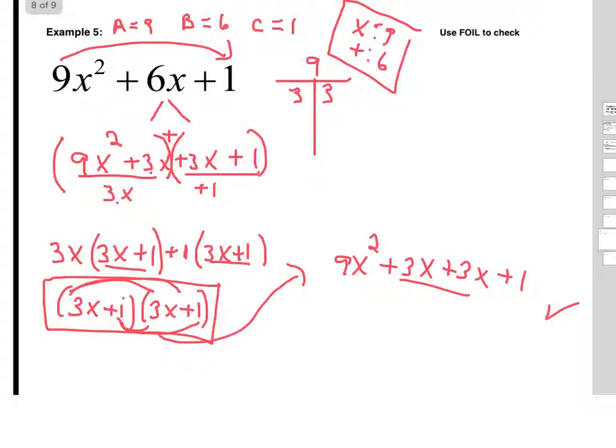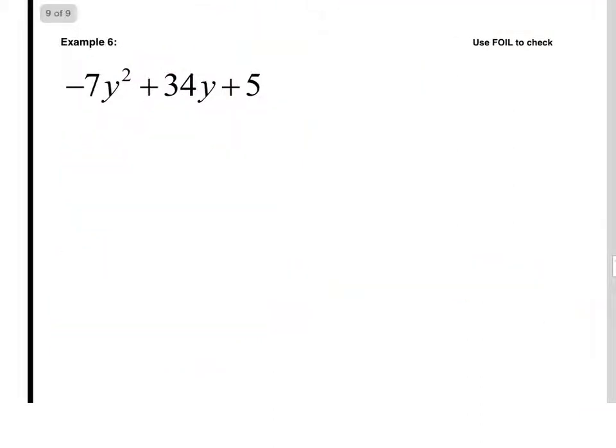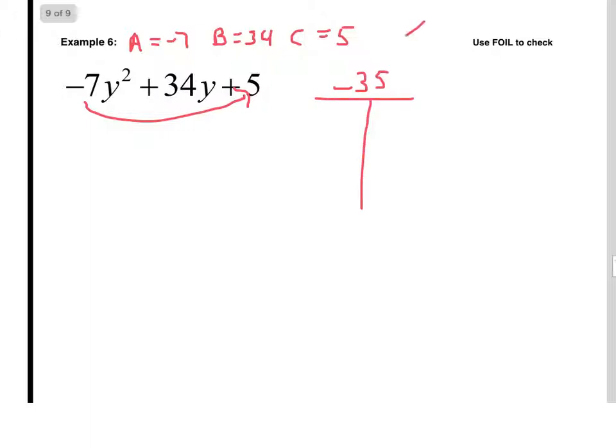All right, one more. This one I'm going to do the box. So first identify A, B, and C. A is -7, B is 34, and C is 5. Next, multiply A times C, you get -35. Numbers that multiply to -35, and then they add to 34. Well, if it's going to add to 34, then it's obvious to me that it's going to have to be 35 and 1. And one of them is negative, and since this middle term has to be positive, the 35 is bigger as positive, and that's a -1.